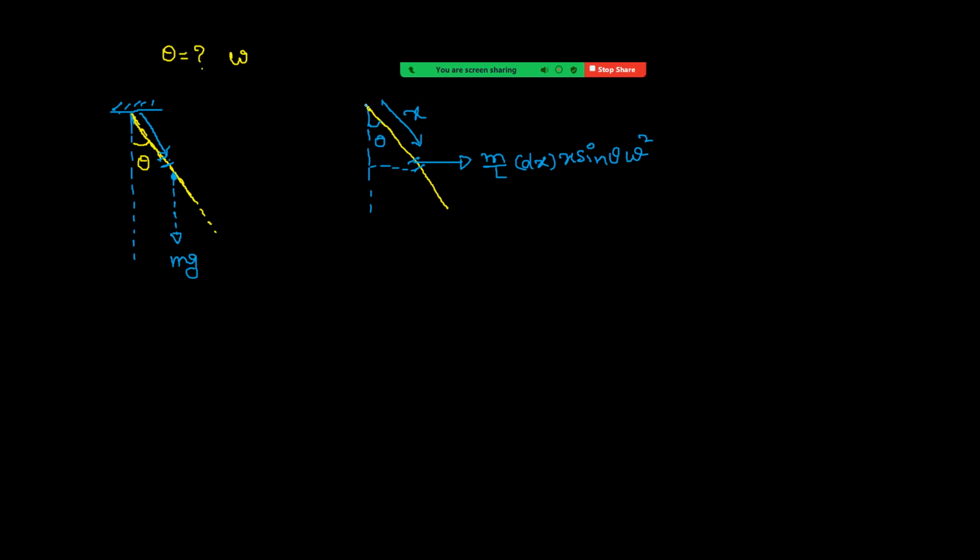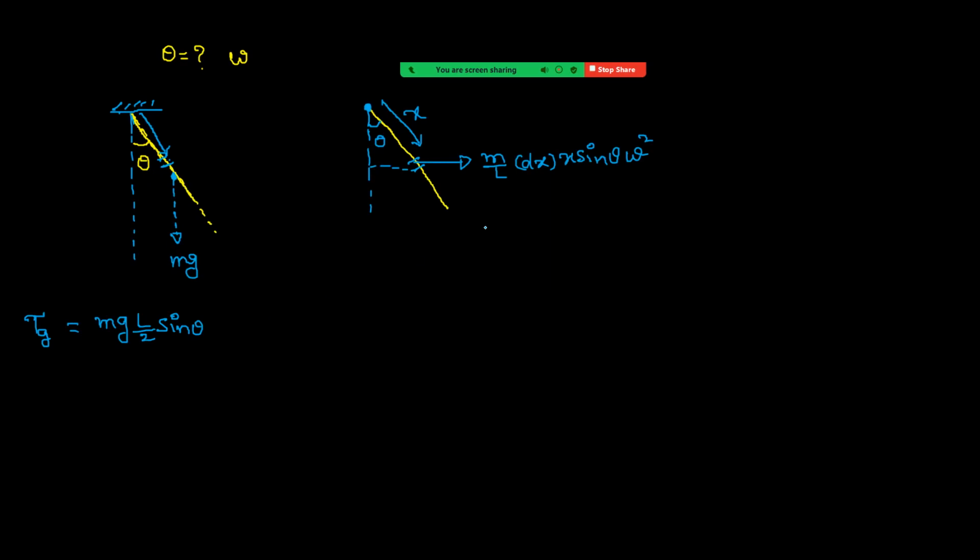We can see here, about this point, the torque due to pseudo force is anti-clockwise, and the torque due to gravitational force is clockwise. These two should balance. Torque due to gravitational force is equal to mg into the perpendicular distance. This is L by 2 because the center of mass is at L by 2 sine theta. So mg into L by 2 sine theta.